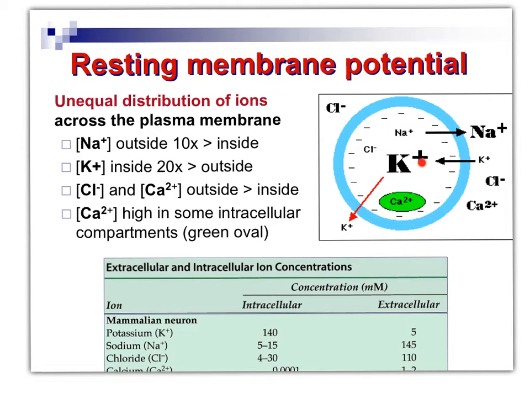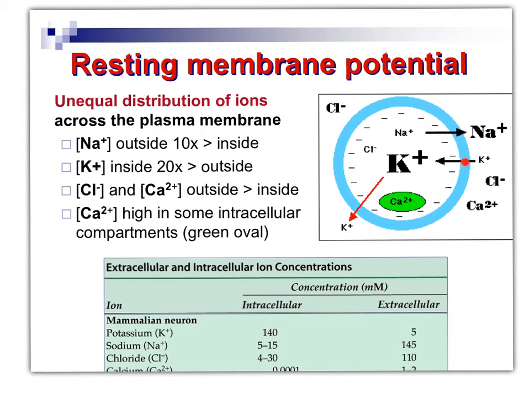Conversely, potassium, we have a 20 times increased concentration of potassium inside the cell than we do outside the cell. As you remember, potassium can flow relatively freely across that membrane. The membrane is relatively permeable to potassium. So you see there's a lot of potassium inside.